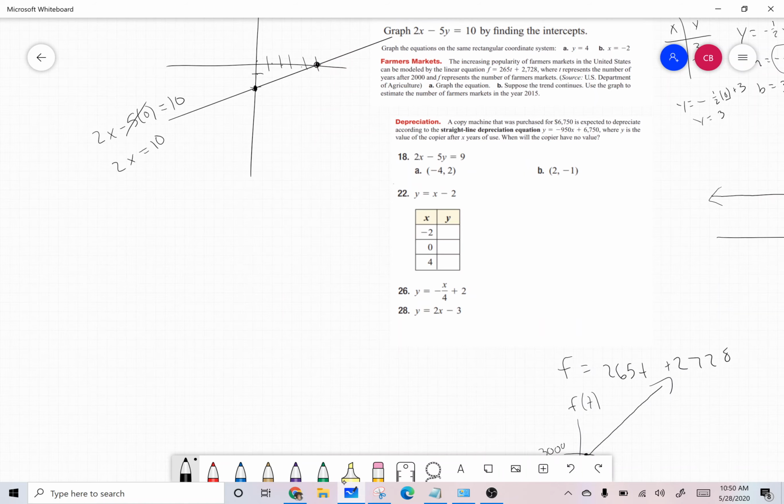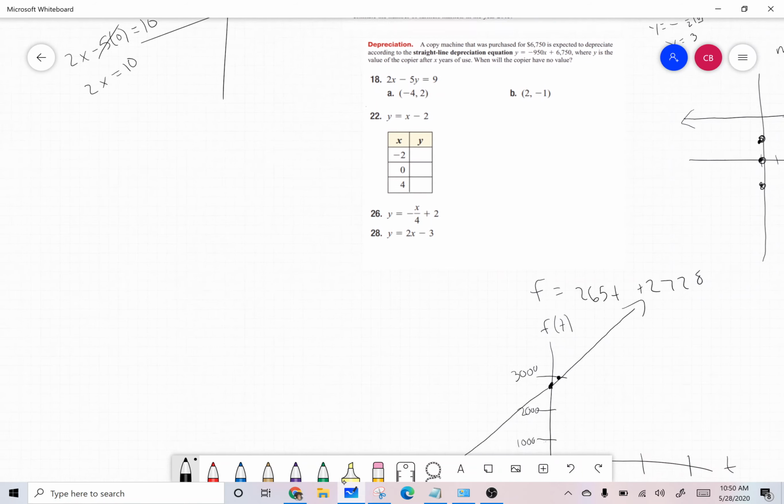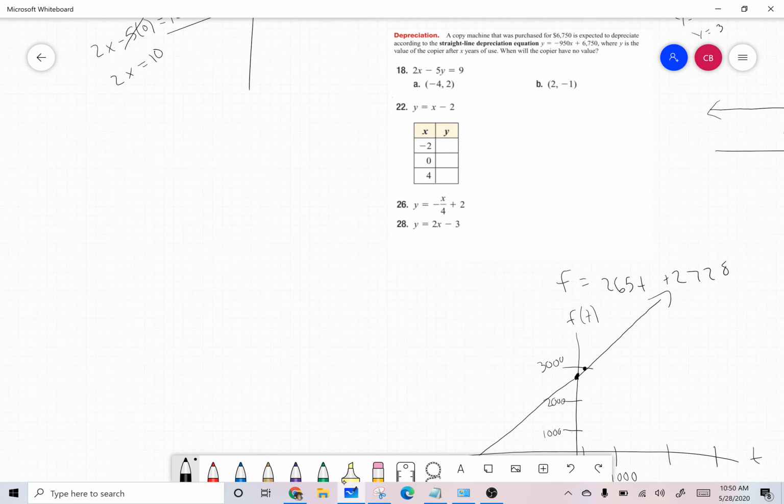Okay, so that's another one. We have another word problem, but we're going to skip it. For 18, obviously, you guys know that all we do is plug these in. So for 18, we have 2 times x, negative 4, minus 5 times 2 is equal to 9, question mark. This is negative 8 minus 10 is equal to 9. And this is negative 18 is equal to 9, which is false. So that is not a solution to this.